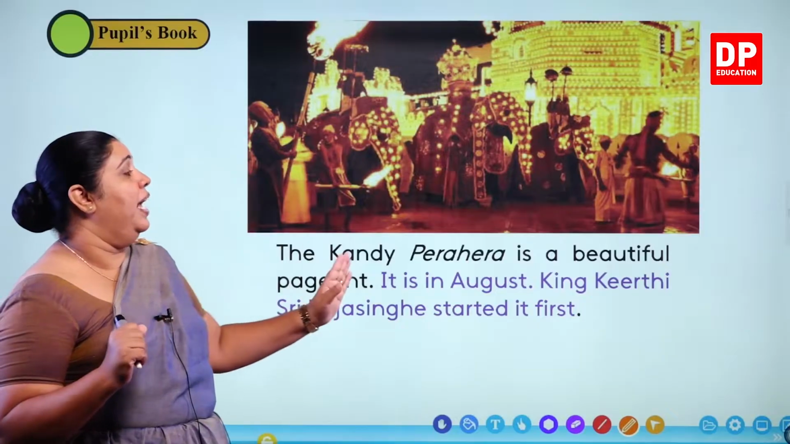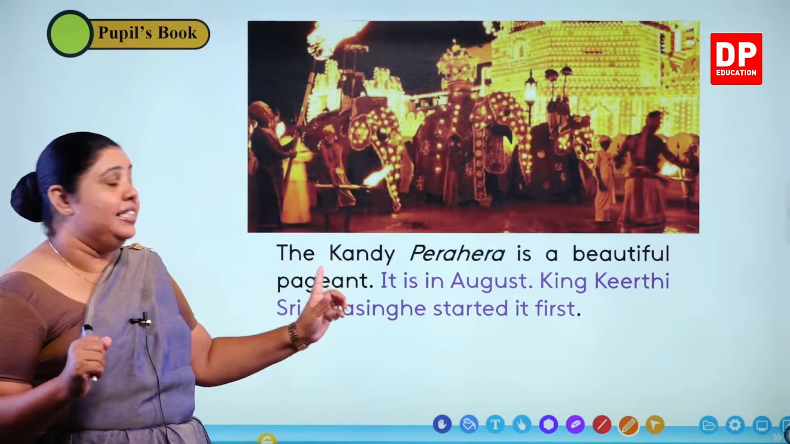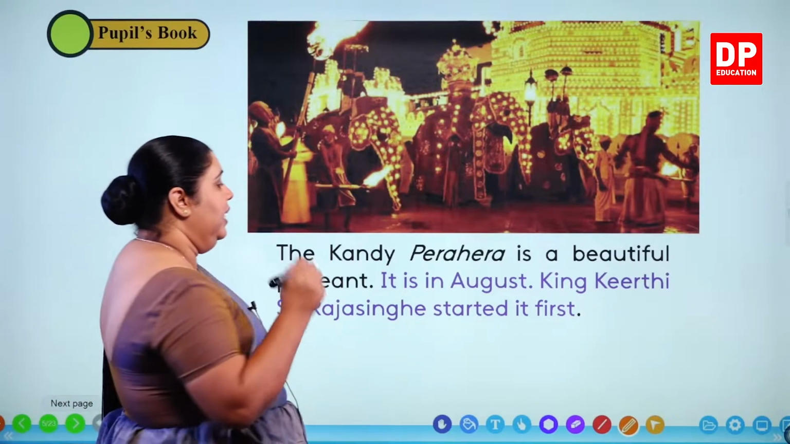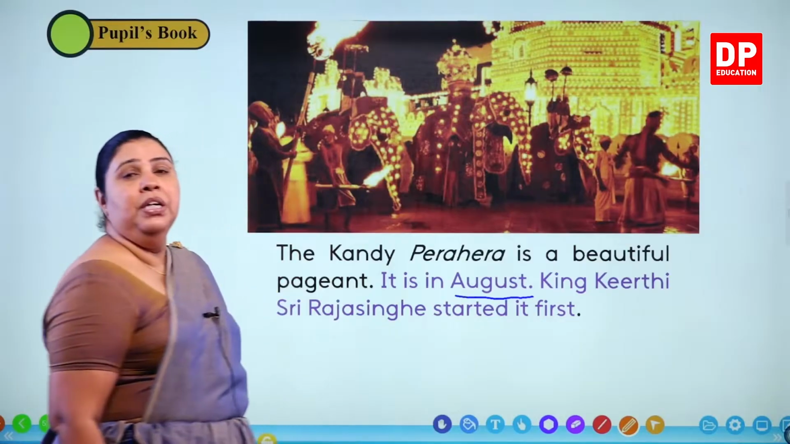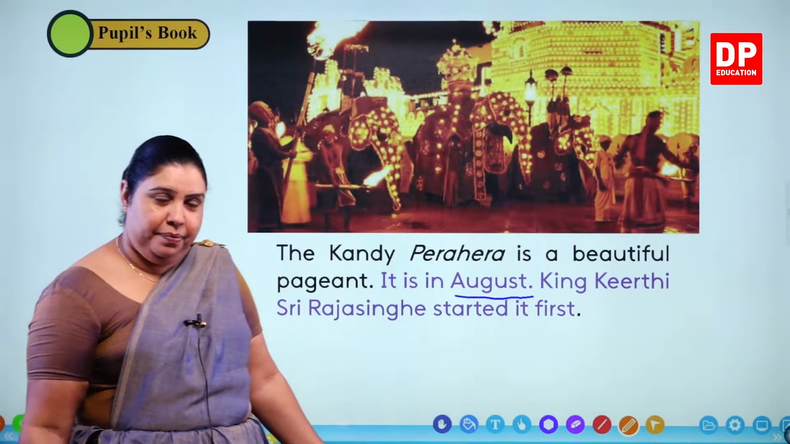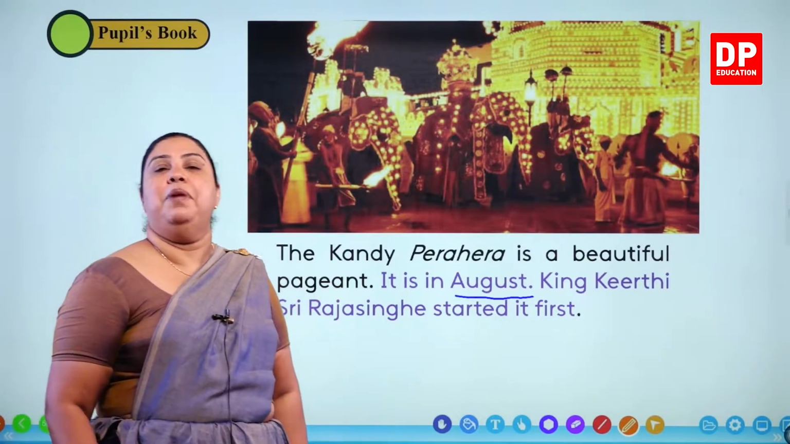The Kandy Perahera is a beautiful pageant. It is in August. Now, just because you go to Kandy, whenever you go to Kandy, can you see the Kandy Perahera?